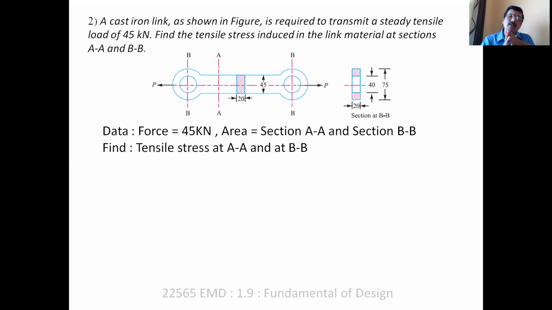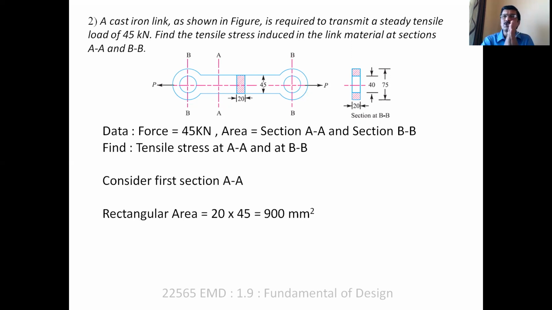Now what is the given thing? The given thing is there is a load of 45 kilonewton. There is an area given at section AA and at section BB, and we have to find the tensile stress at section AA and section BB. As the area is going to change, we know that force divided by area is stress. Area is going to change, that means stress is different. So let us see here.